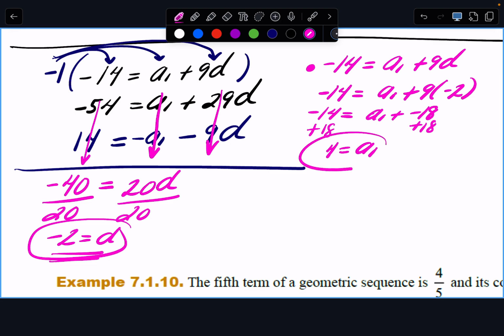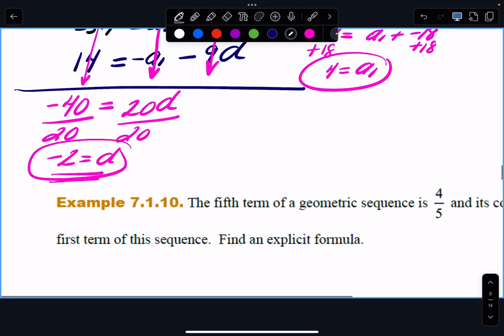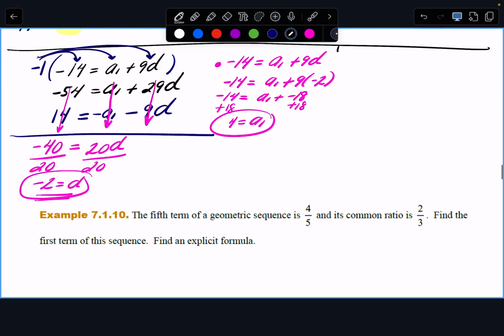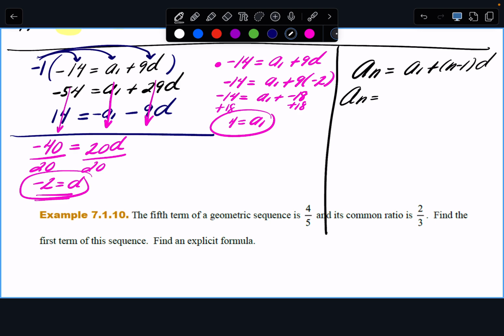Now that we've solved for d and a sub 1, can't we write our general formula that will allow us to find whatever term we want? A sub n equals a sub 1 plus n minus 1 times d. So a sub n equals 4 plus, leave n as n if you're writing a general formula, n minus 1 times negative 2. Now we can distribute the negative 2 in. So that'd be 4 minus 2n plus 2. So our general formula is negative 2n plus 6.